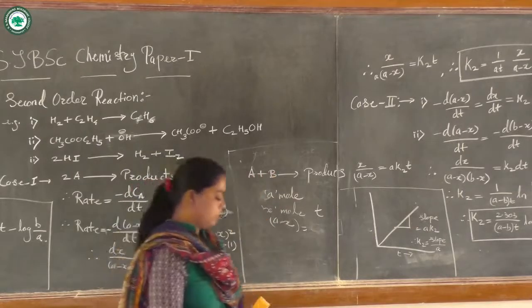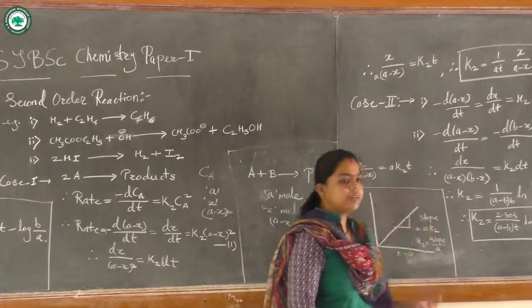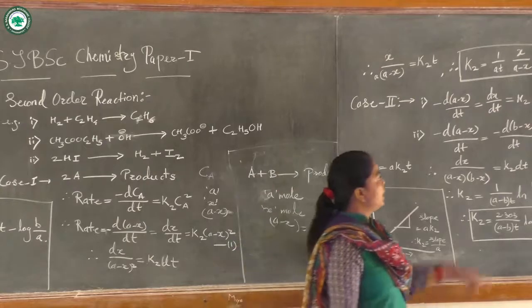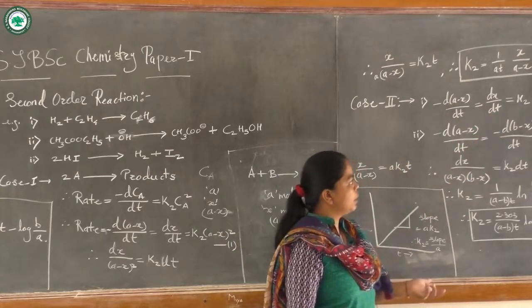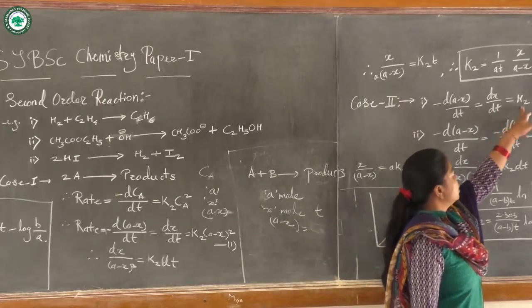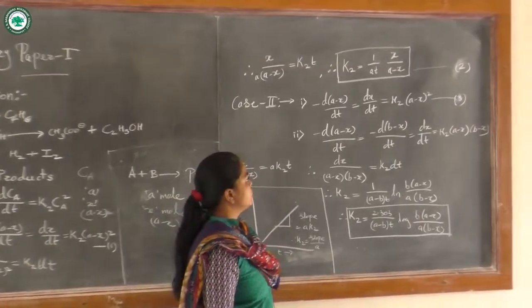So from the law of mass action or rate equation, we can put this value. So it becomes minus d(A minus x)/dt equals dx/dt, which is proportional to (A minus x) raised to 2. So the proportionality constant is given, K2 into (A minus x) raised to 2. So this is equation third.